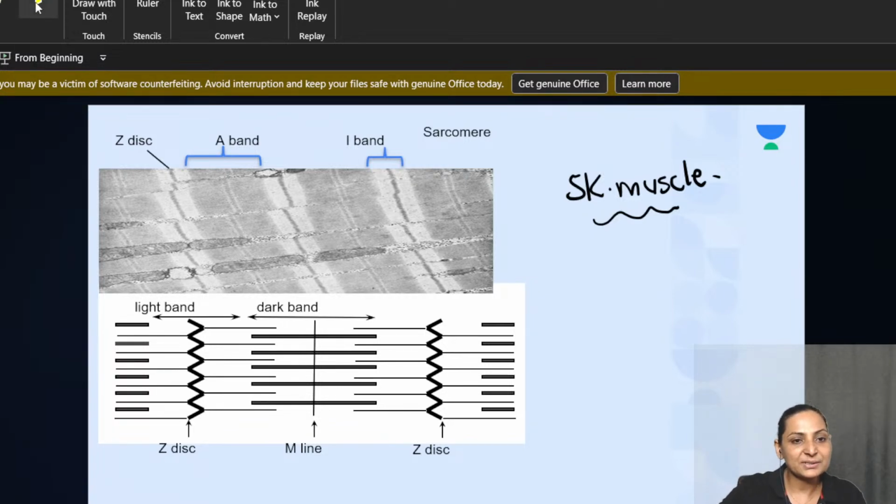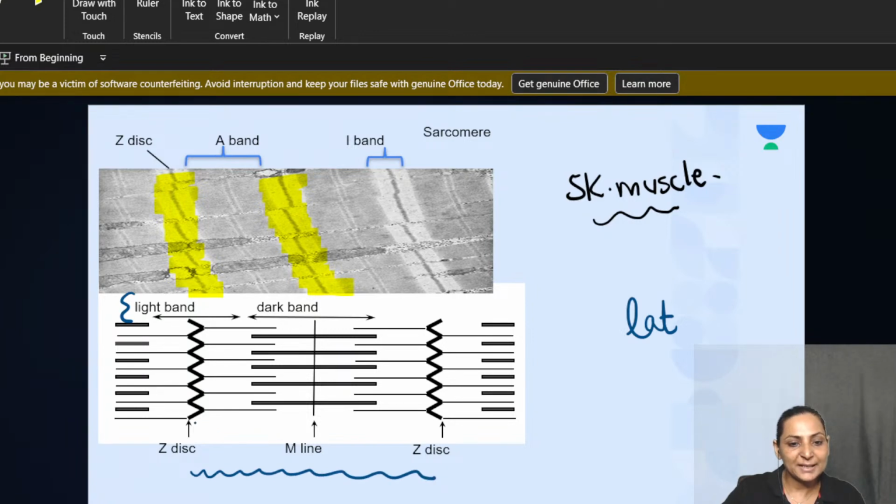So whenever cross striations come, you are asked what this band is. You can see that this band is comparatively a lighter band, so it is definitely going to be my I band. That means most laterally what I am starting with is the light band. What is a sarcomere? It is the portion between two Z lines. So the portion between two Z lines is the sarcomere.